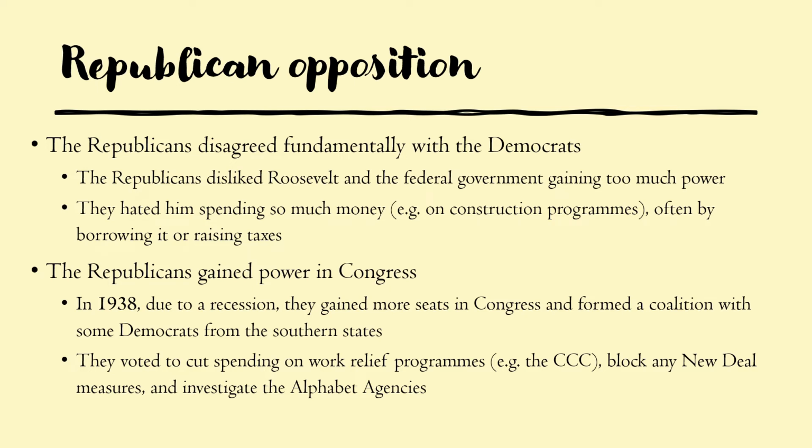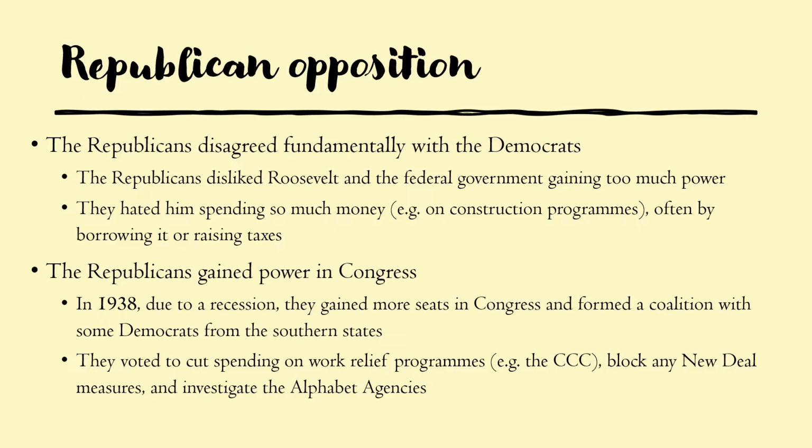In 1938, there had been a recession, people were suffering, and the Republicans decided to campaign against Roosevelt and blame everything that was happening on him. Because of this, they got more votes and they gained more seats in Congress. And they formed a coalition with some of the Democrats from the southern states, those who are a bit more sympathetic to the Republicans. The southern states were seen as a bit more on the Republican side, so even if they had elected Democrats, they would have similar ideas to some of the Republicans.